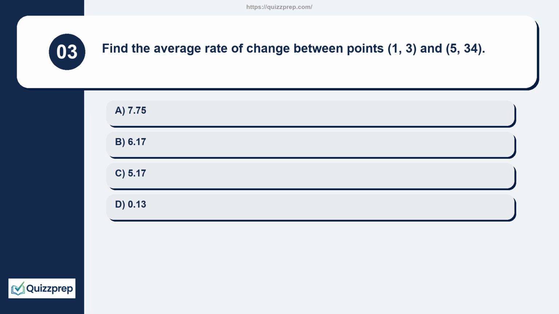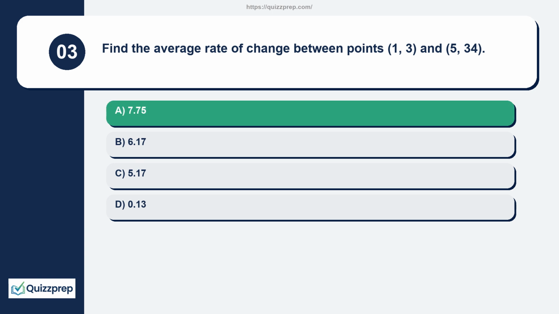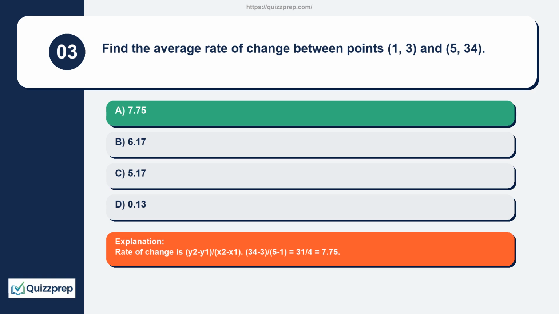Question 3. Find the average rate of change between points (1, 3) and (5, 34). Options: 7.75, 6.17, 5.17, 0.13. Rate of change equals (y2 - y1) / (x2 - x1). 34 minus 3 over 5 minus 1 equals 31/4 equals 7.75.